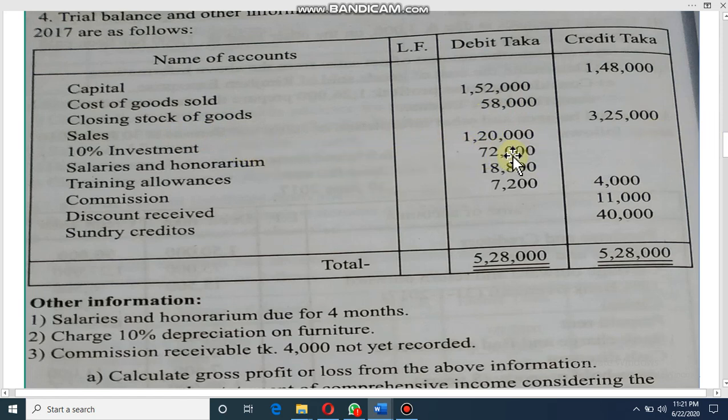Sales is income. 10% investment is an asset. Salary and honorarium is an expense, and it is an operating expense, 72,000. Then training allowance is also another operating expense. Commission appears on the debit side and also on the credit side, so one is expense and the other is our income. Then discount receipt is income. Sundry creditors is a liability.